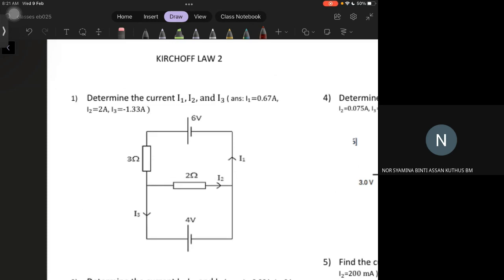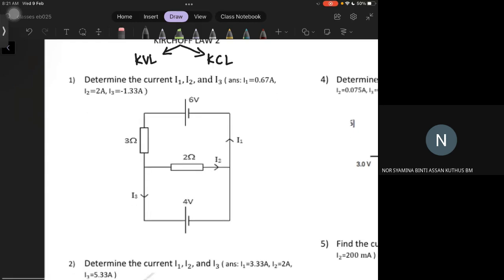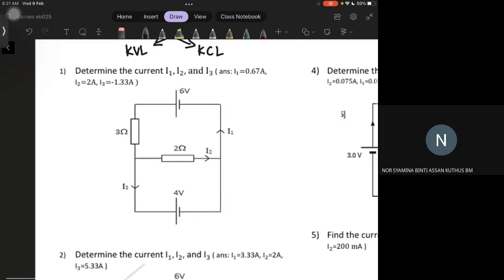Alright, so for Kirchhoff's law, kita ada KVL dan KCL. So kita akan gunakan kedua-duanya untuk solve soalan KVL dan KCL. Okay, so let's see how are we going to use KVL dan KCL untuk solve soalan macam ni. Alright, so now determine the current I1, I2, I3.